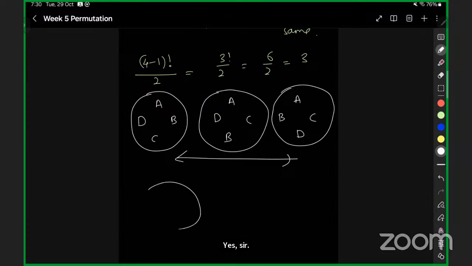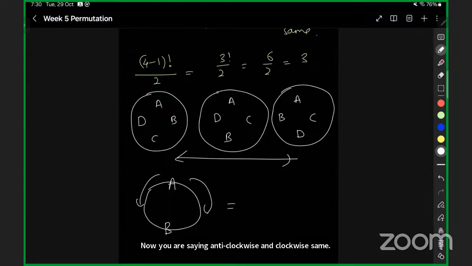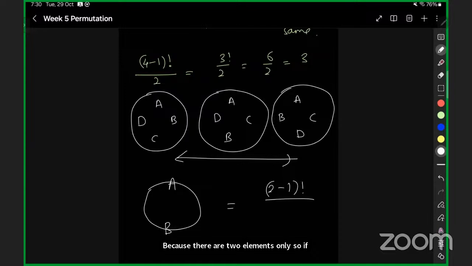So let's see. You have these 2 objects A and B. Now you are saying anti-clockwise and clockwise are the same, right? So does it make sense to do it here? I mean, the formula is okay, but we don't do it here, right? We don't need to do it because there are only 2 elements. Practically we know that it is one way, but theoretically that formula doesn't make any sense. Right?